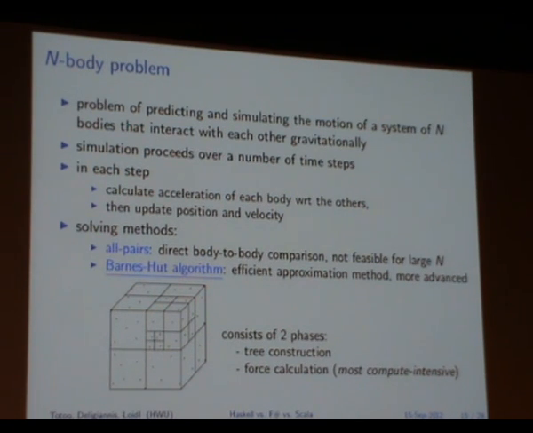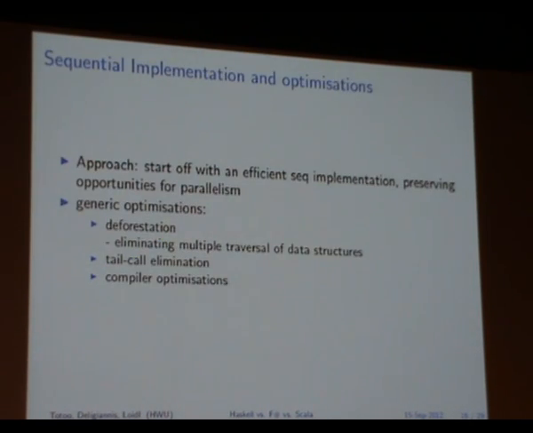So it consists of two phases: the tree construction phase and then the force calculation phase, which is actually the most compute intensive phase. So once we have a tree constructed from the list of bodies, then for each body we traverse the tree to calculate the acceleration for each of them. So the force calculation is independent for each body.